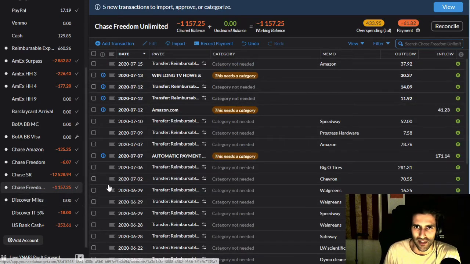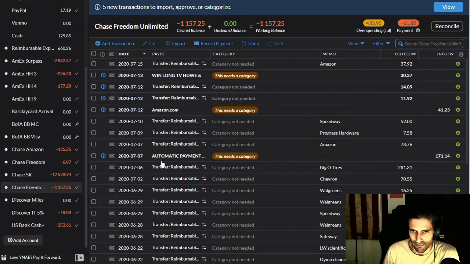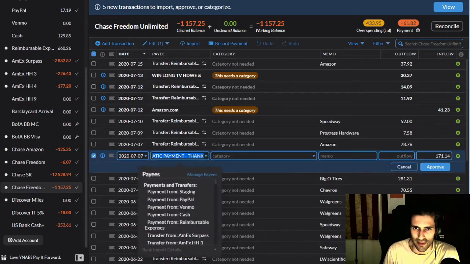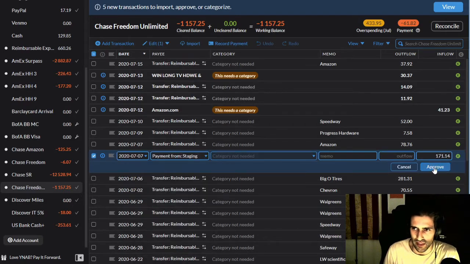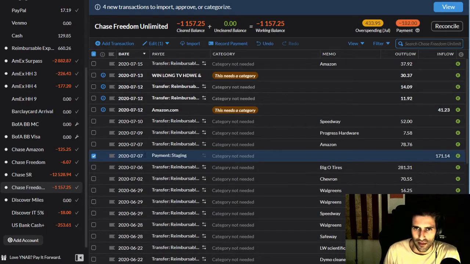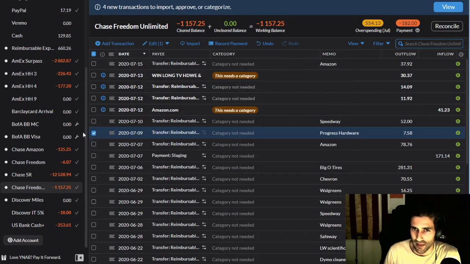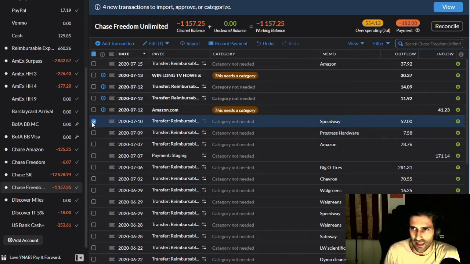All right, so now we have this card, and this is the card that I use for a lot of my work expenses. So most of it is just going to be transfers into reimbursable accounts. This is an automatic payment. This still is a transfer from the staging account. Okay, this. So as I've been incurring these work expenses, I've just been categorizing them as they come up on the mobile app. That way I don't forget.